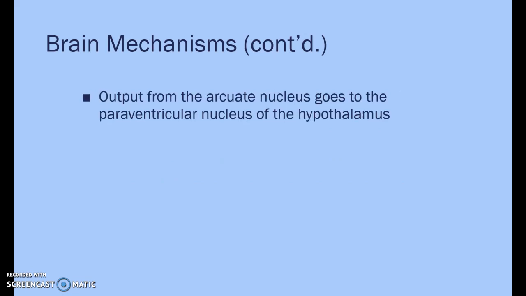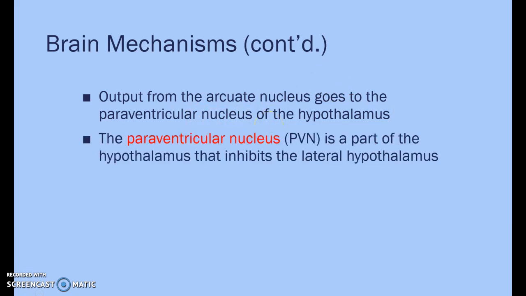Output from the arcuate nucleus goes to another part of the hypothalamus, the paraventricular nucleus. The paraventricular nucleus, or PVN, is a part of the hypothalamus that inhibits the lateral hypothalamus, another part of the hypothalamus. The lateral hypothalamus is again involved with hunger, and especially with making the hypothalamus think that it's full, that it's satiated.